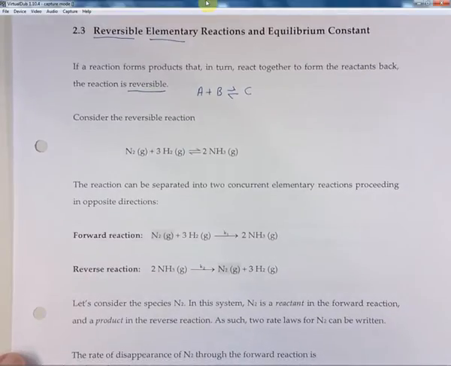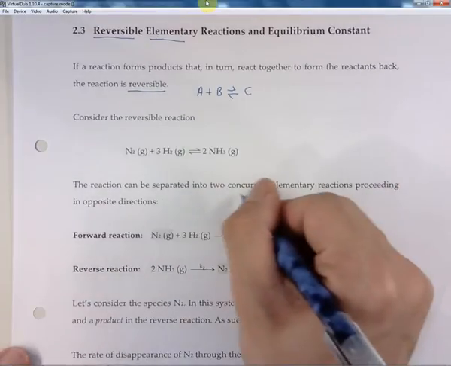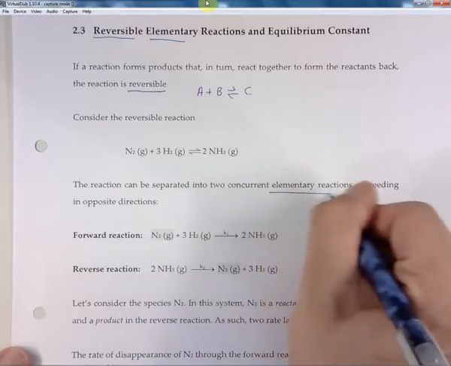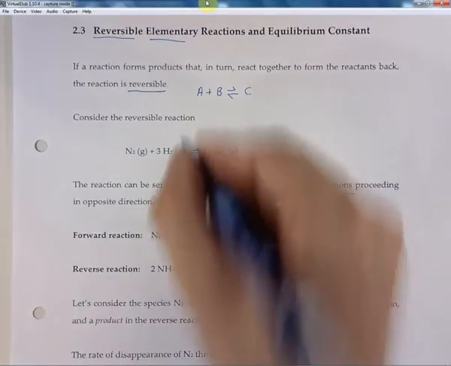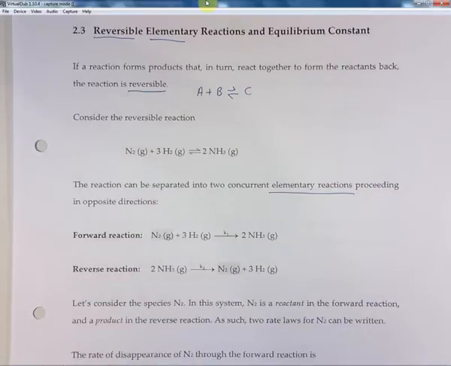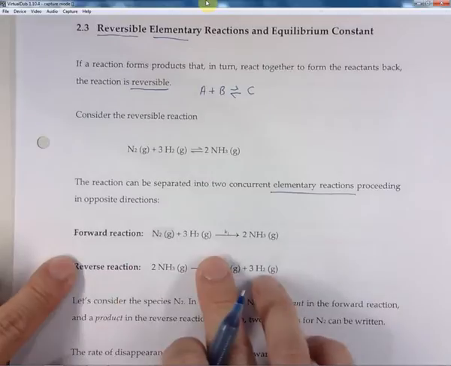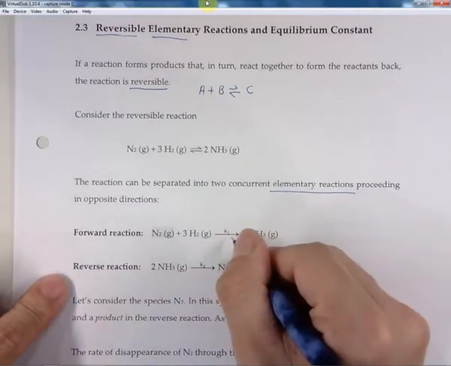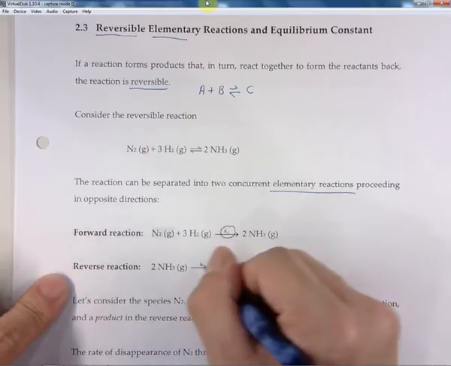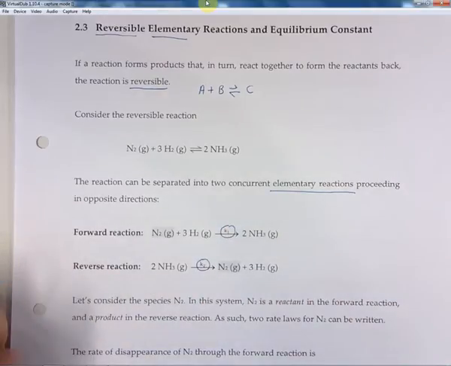A reversible reaction can be separated into two concurrent elementary reactions. We are looking at elementary reactions, which means that the order of the reaction is the same as the stoichiometry of the reaction. So we break it down into two reactions: one is the forward reaction and the other is the reverse reaction. The forward reaction has a rate constant of K1, and the reverse has a rate constant of K2.